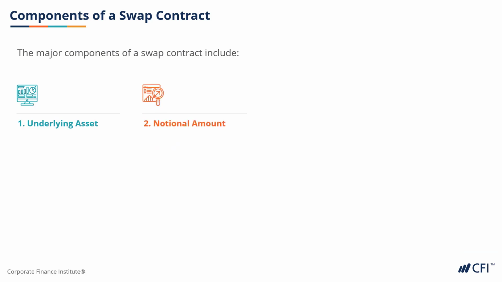Next, we need to know the notional amount. The notional amount is not normally paid or received by the counterparties. Instead, it is used to calculate the cash flows that will be swapped. Next, we need to know the maturity date. The maturity date outlines the period over which cash flows will be swapped. It can be anything from 2 years to 10 years.